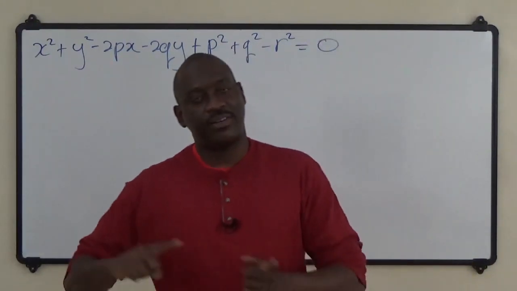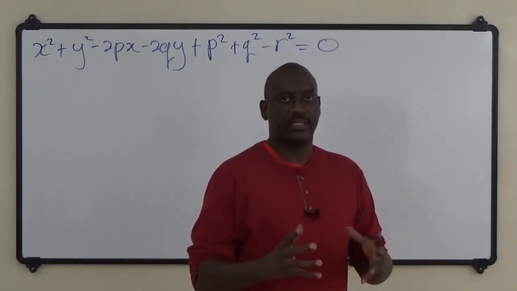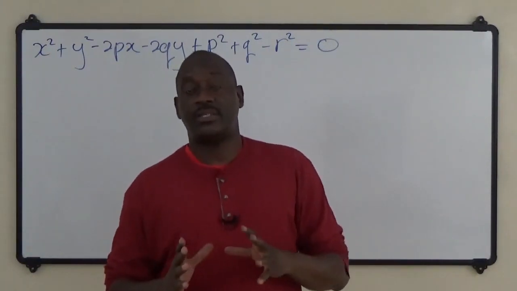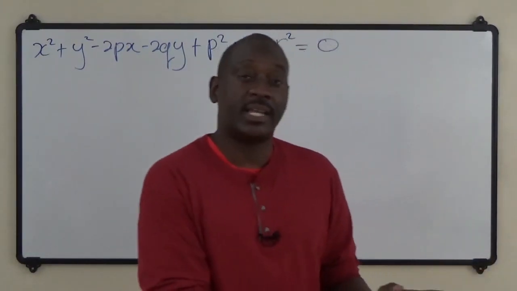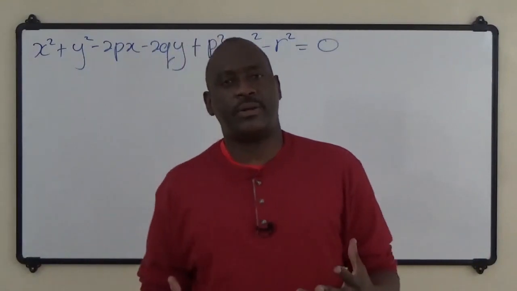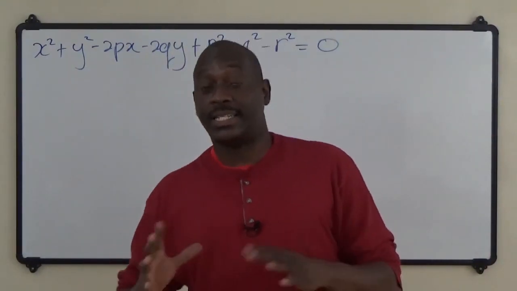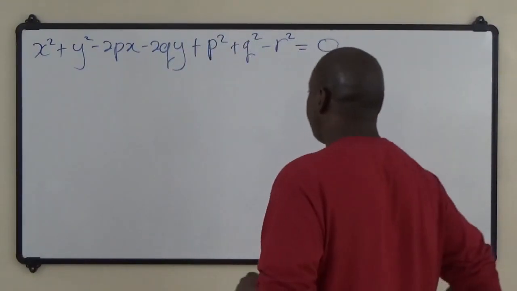So now we want to travel in the opposite direction. We want to start with the general form of the equation of a circle and move back to the standard form. Again, doing some algebra just to demonstrate that it could move in both directions.